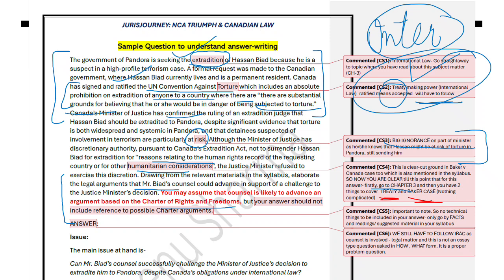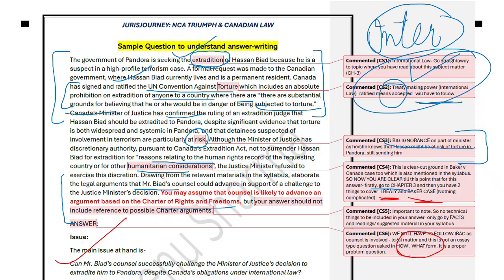So we still have to follow IRAC as counsel is involved, a legal matter is there. This is not an essay type question, asked in how, what format. Usually if questions are in essay format, then you do not need to make it a problem question IRAC format, but this question is straight away a problem question, so you will follow the IRAC format. So this is also important. This also saves your time. Not every question requires IRAC format.